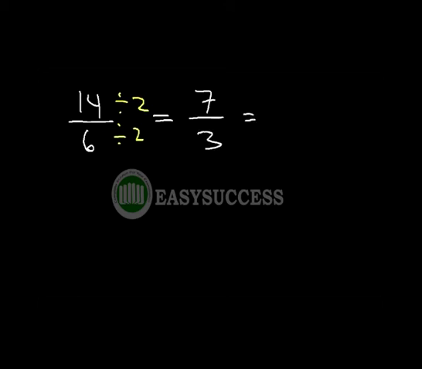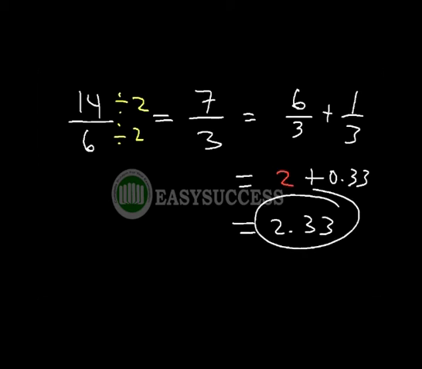So this is 7 over 3, which we can write as 6 over 3 plus 1 over 3. 6 divided by 3 is 2, and 1/3 is 0.33. So 14 divided by 6 is 2.33, or 2.3 repeated.